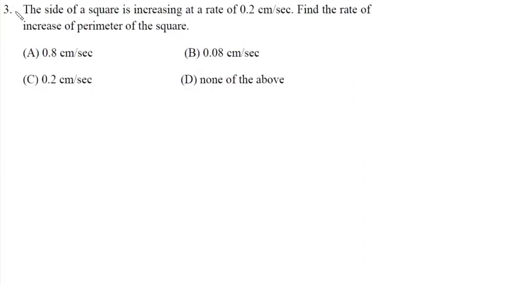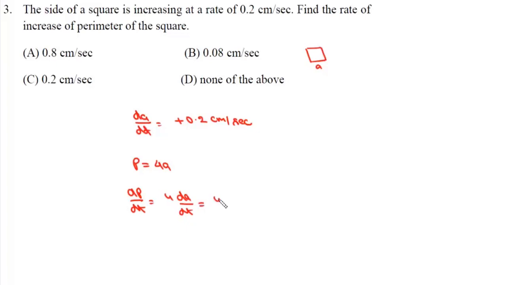Now the third question is the side of a square is increasing at a rate of 0.2 centimeter per second. So we have this square, suppose the side is a, then da by dt is plus 0.2 centimeter per second. Now we need to find the rate of increase of the perimeter of the square. We know that the perimeter of a square is simply 4a. So dP by dt will be 4 times da by dt. Now this is 4 and da by dt is 0.2, so it will be 0.8 centimeter per second, and that's your option A.